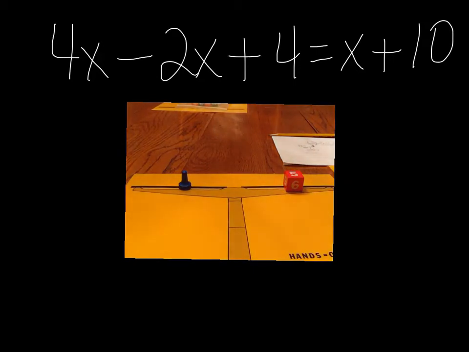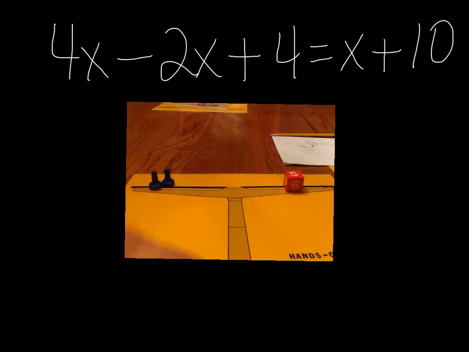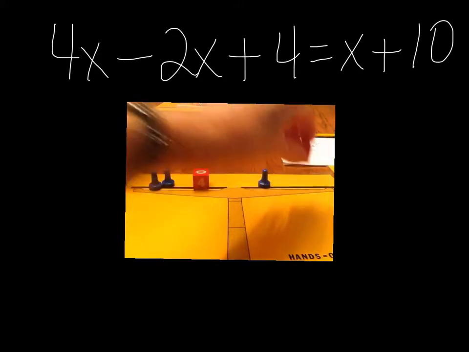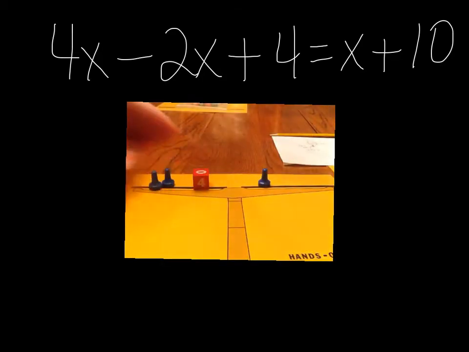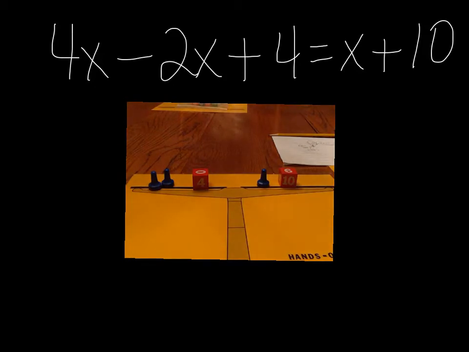Now let's see if it works. So we're going to go and set it up again. So we're going to say 4x, back to our original problem, minus 2x, so we can do that right away, get rid of those 2x, plus 4 is equal to x plus 10. Now let's see, once we set it back up, if it works. So what did we say the answer was? Okay, so we said the answer was 6, so let's try it.